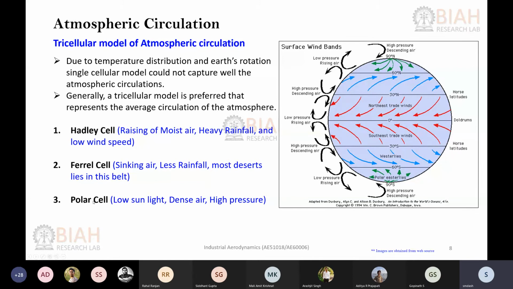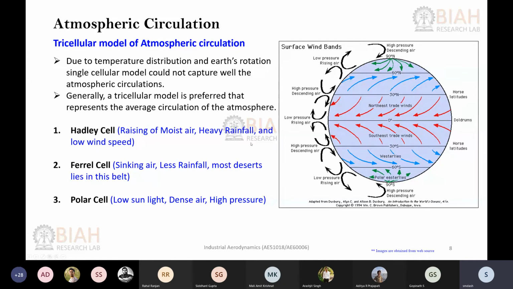Right? And in the polar cell again, because of the dense air, low sunlight, and the compressed high pressure due to the compression, you get a higher, dense air situation in this case, and that forms another cell, the polar cell, here.